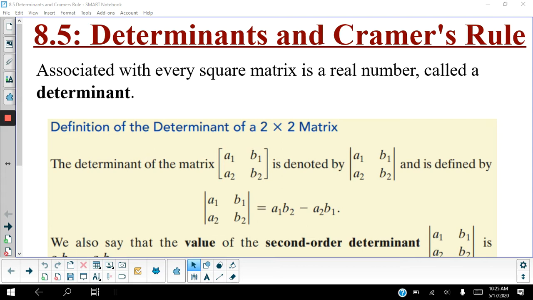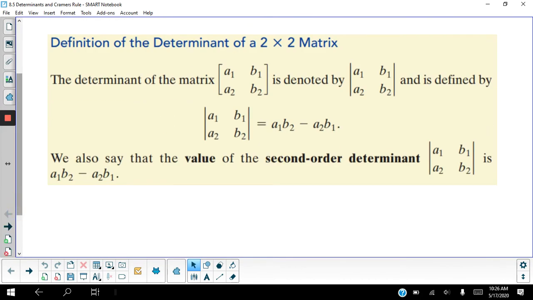We're going to talk this week about determinants of matrices. Okay, so first thing about determinants is they only occur in square matrices. So, 2 by 2, 3 by 3, something along those lines where their rows and columns are the same.